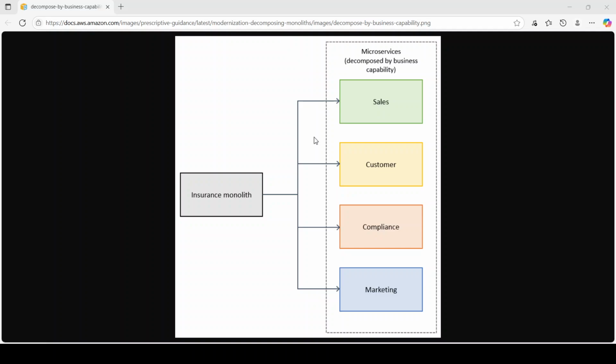If you're working in the insurance sector or you're an IT architect aiming to modernize legacy systems, then this video is for you. First, let's understand what we mean by monolithic architecture. In a monolithic setup, all the functions like sales, customer management, compliance, and marketing are tightly coupled in one single application, like the one you see on the left hand side.